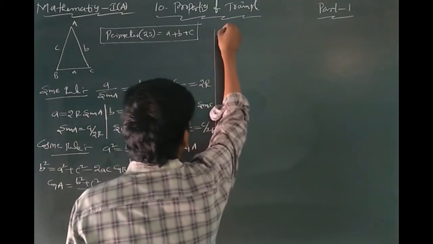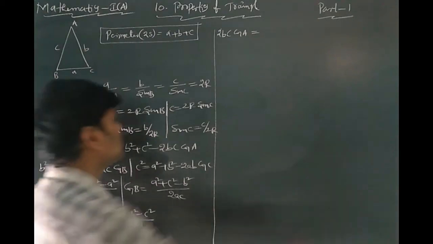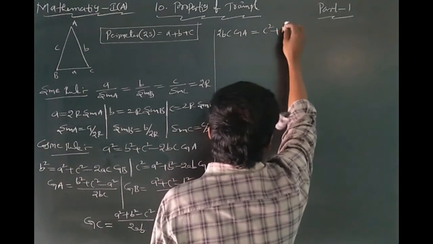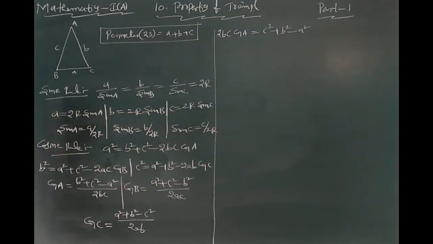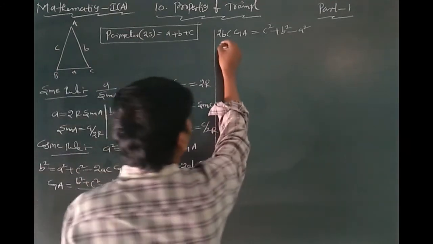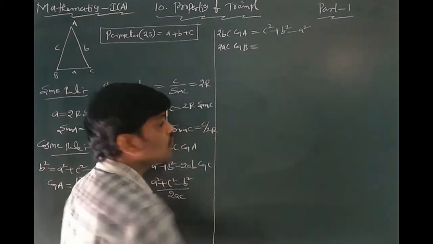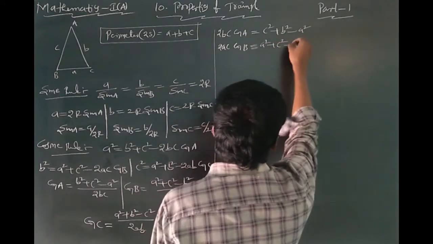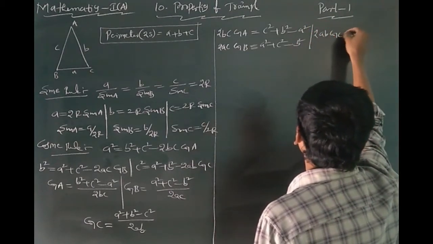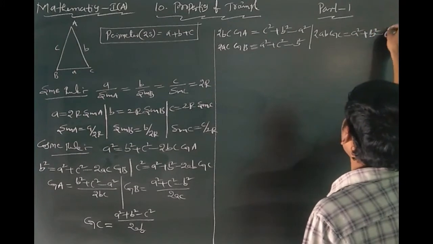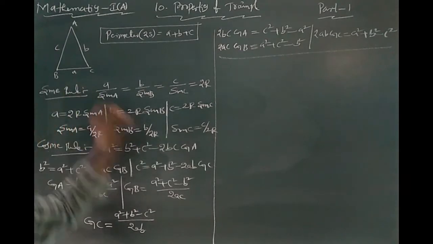2bc cos A is equal to c square plus b square minus a square. Similarly, 2ac cos B equals what, students? 2ac cos B is equal to a square plus c square minus b square. Similarly, you can write 2ab cos C is equal to a square plus b square minus c square. These formulas are also derived from the cosine rule.